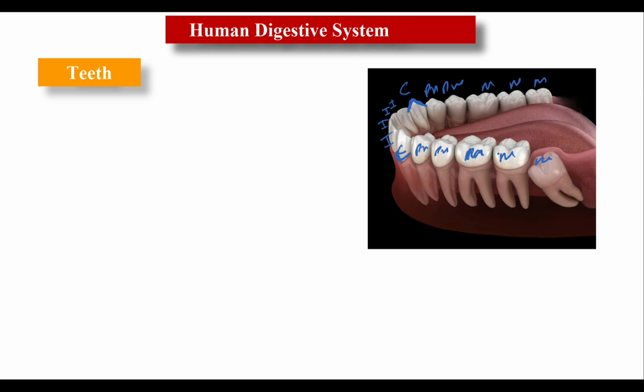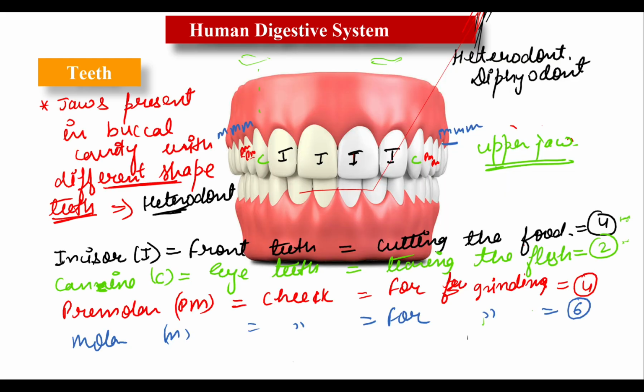Now let's talk about the diphyodont. Is it clear? Heterodont means we have different types and shapes of teeth present. That is known as heterodontition. Okay, let's talk about the diphyodont.